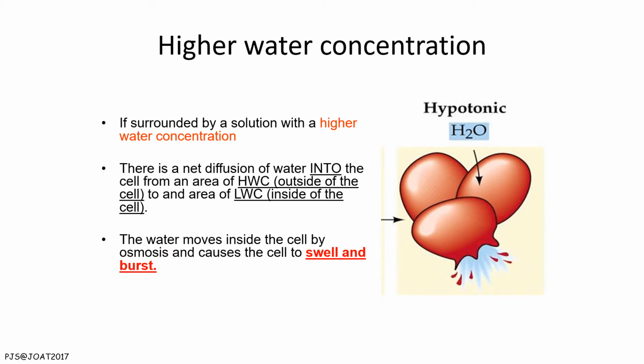If we put our animal cells, like our red blood cells, in a high water concentration, that means there's a tiny bit of salt or no salt at all. So a high water concentration is going to be on the outside of the cell this time. If surrounded by a solution with a higher water concentration, there is a net diffusion of water into the cell from an area of high water concentration outside of the cell to an area of low water concentration inside the cell. So it's important to see where the water is going. The water moves inside the cell by osmosis and causes the cell to swell and burst.